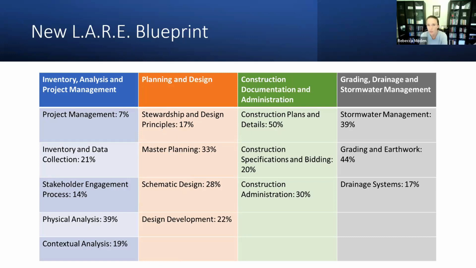The only reason we would highly encourage you to take section 4 now is if you've passed section 1. If you've passed section 1, you need to take section 4 now. If you don't take section 4 and pass it, you'll have to take both grading, drainage, and stormwater management, and construction documentation and administration. So you have to take both of those sections. If you've passed section 1, I would encourage you to take section 4. If you've not passed 1, then you can easily wait. There's no real major pressure to take section 4 now.